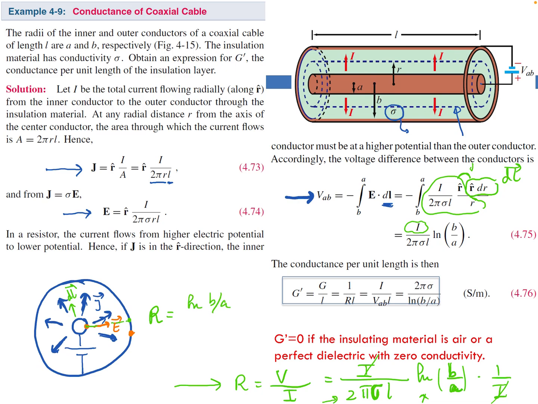Log B over A over 2 pi sigma L. So the resistance of the cable depends on the cross section, given by the radii A and B, the length and the conductivity. And as we did the voltage drop, it was positive as we wanted, since we are applying the positive voltage in the inner conductor.